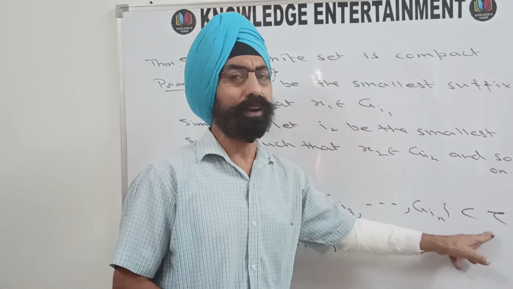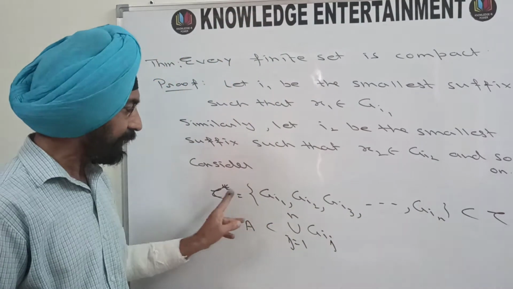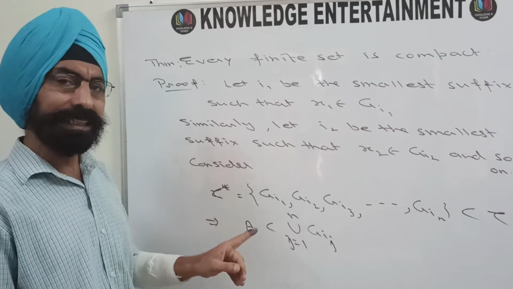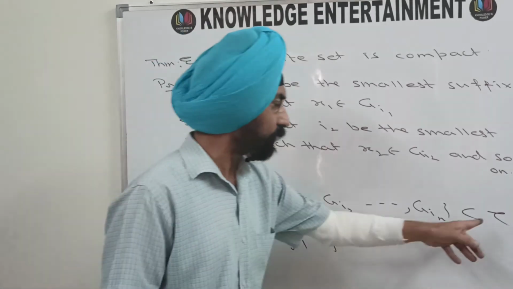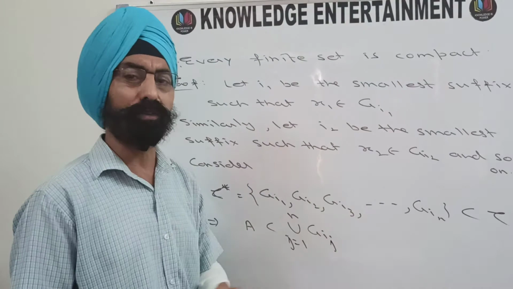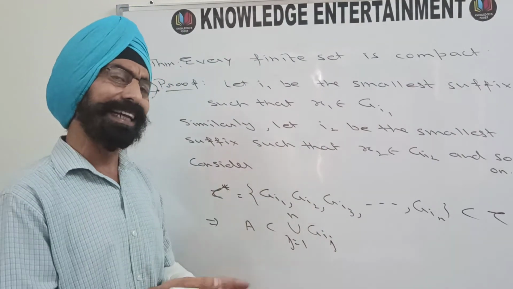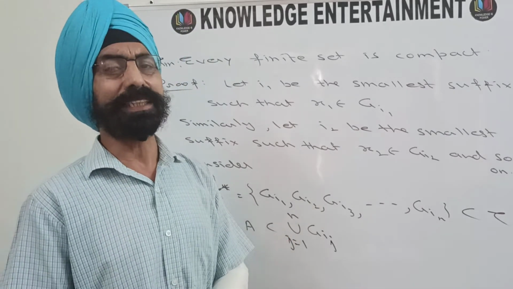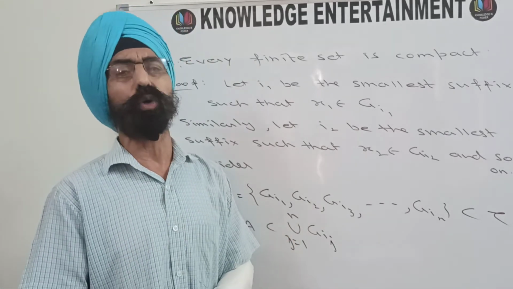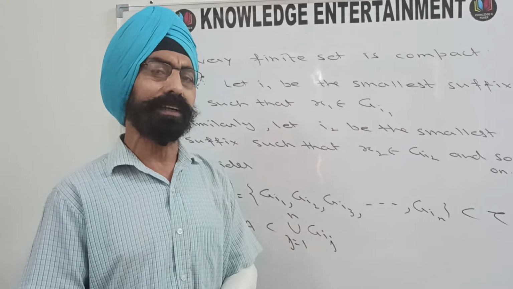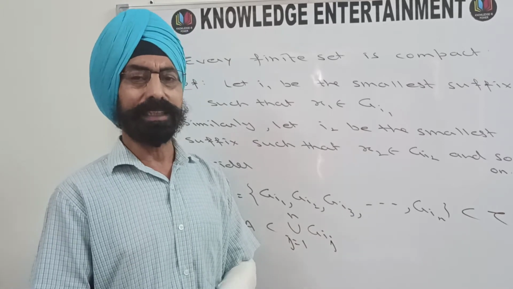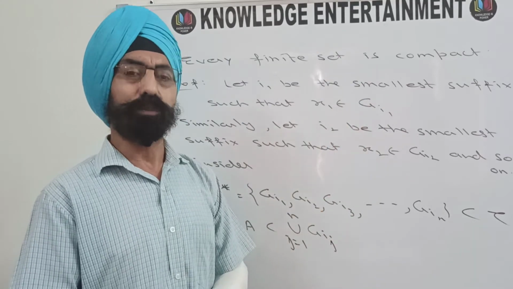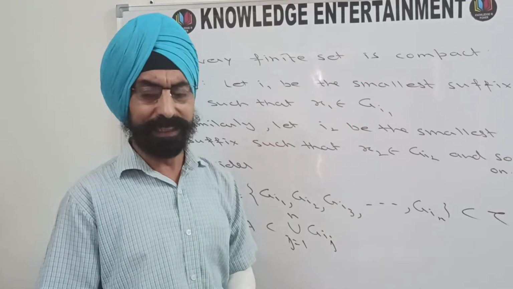C was an open cover of A. But C star is also covering A. That means C star is a finite subcover of C because it has a finite number of members. We have taken an arbitrary open cover C and we have obtained a finite subcover of that cover. That means every open cover of A has a finite subcover. That means the set A is compact, and A we have taken to be a finite set, and it proves that every finite set is compact.